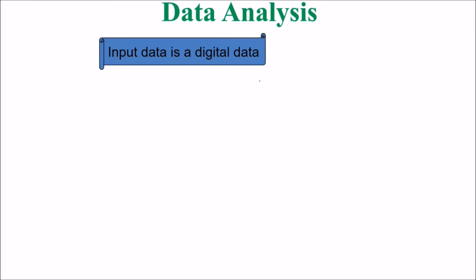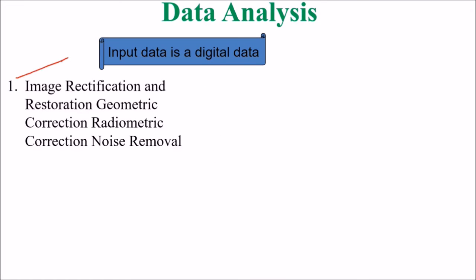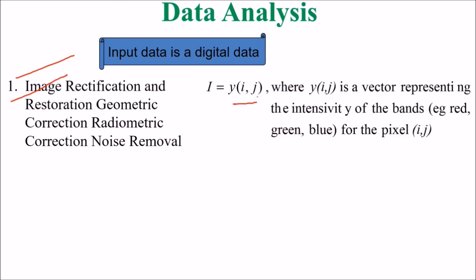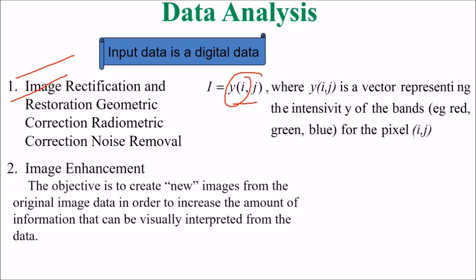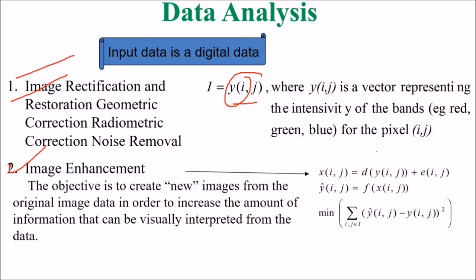In the data analysis, the input data is digital data, so image rectification, restoration, geometric correction, radiometric correction, and noise removal are done. This is I equal to Yij. Yij is a vector representing the intensity of the bands, say RGB, for the pixel Ij. And then we do the image enhancement in data analysis. The objective is to create new images from the original image data in order to increase the amount of information that can be visually interpreted from the data. This is how you do it. You find the differences, and then you can eliminate the error, or you can enhance what you want to see. Then you come to image classification.